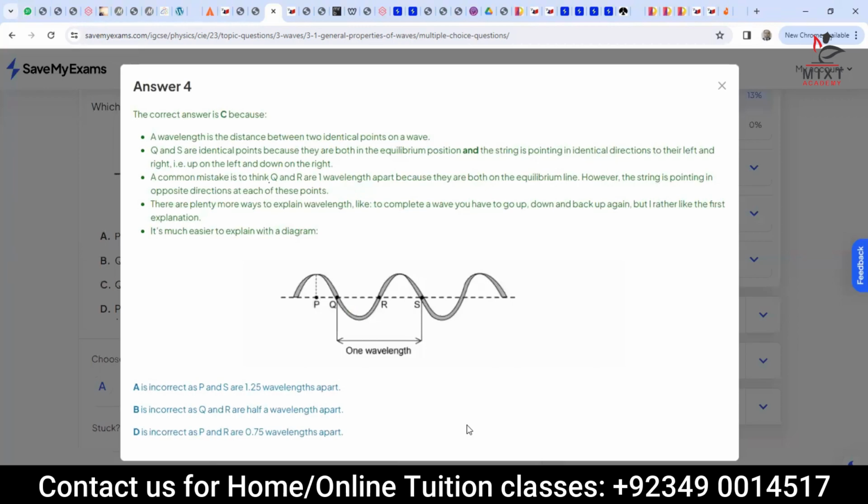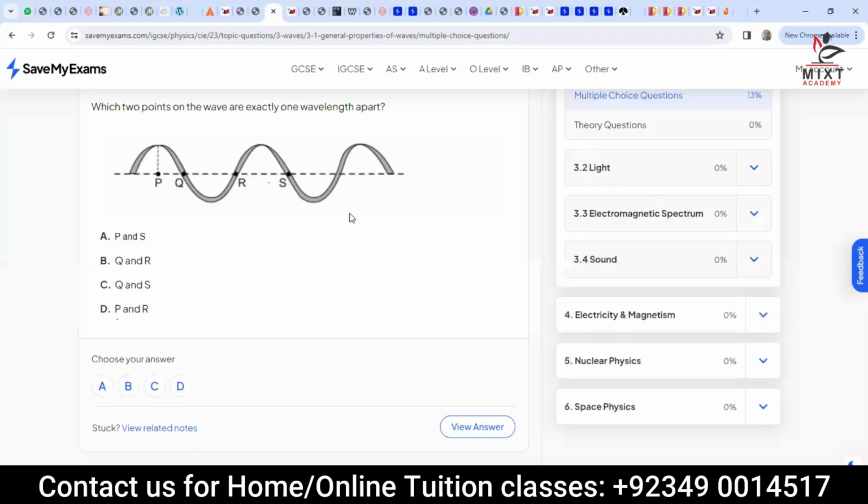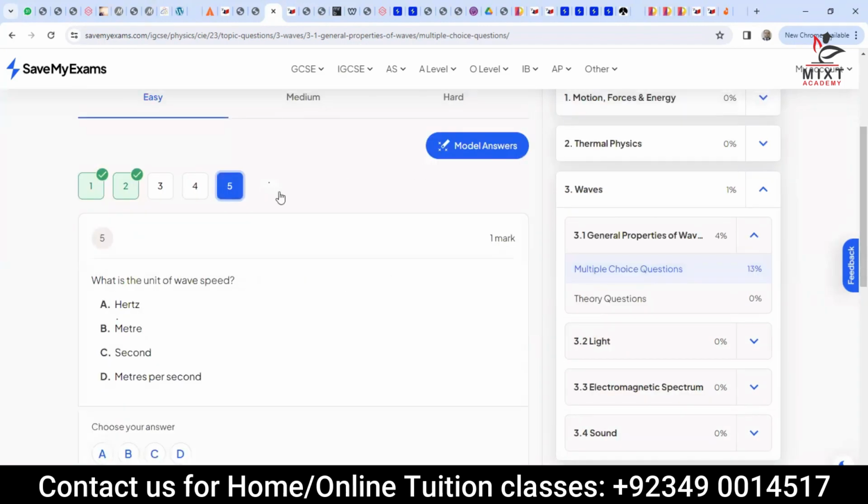It's C. Oh no. They say B is incorrect as Q and R are halfway. So they say C. C is basically Q and S, they say. I think so. Yeah, Armina, you're right. It's Q and S. Oh, yes, one complete wave: the distance between two consecutive troughs. So yeah, it's Q and S. Absolutely. Okay, now next. Fifth. What is the unit of wave speed? Wave speed. Remember that.